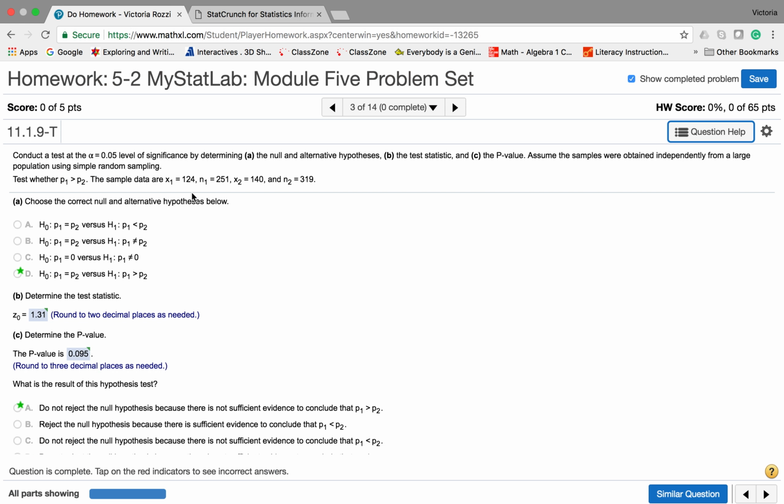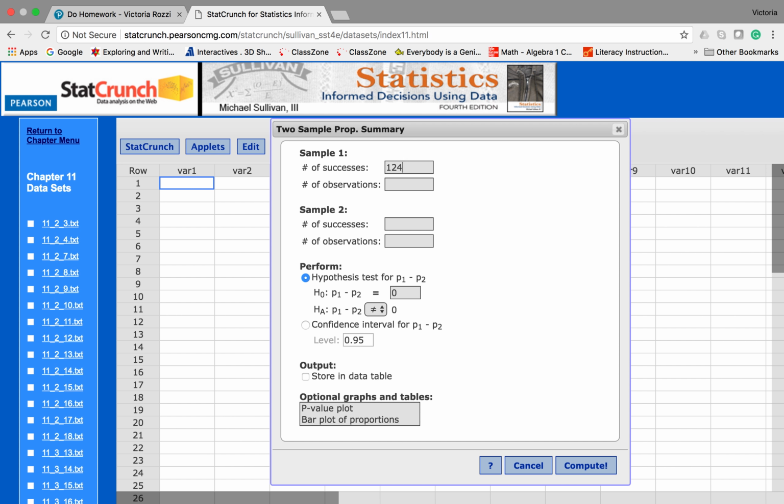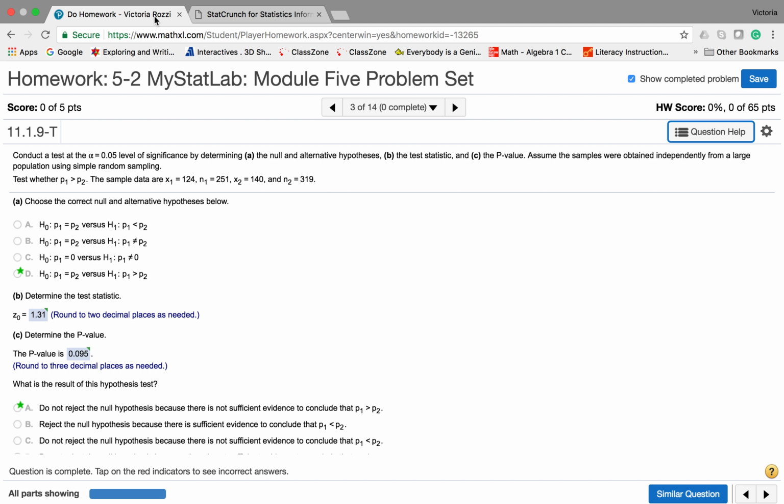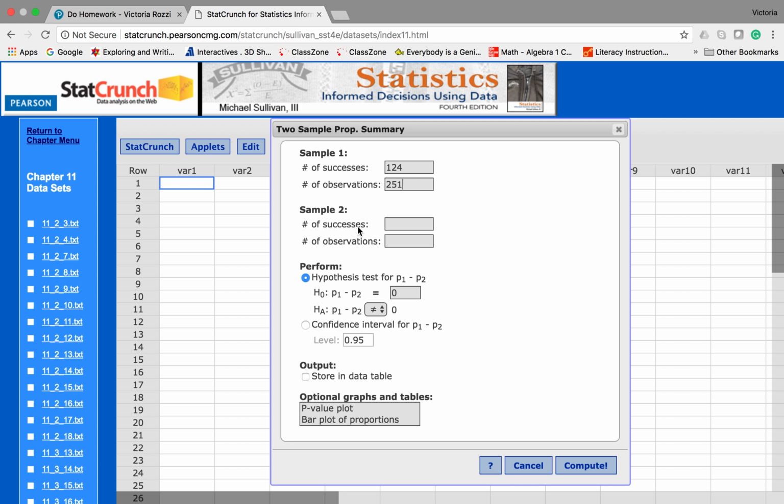So for the first sample, they're telling me x1 is 124 and n1 is 251. Remember, n will always be the sample size. So the number of successes is 124 and the sample size is 251. So I'm going to put 124 and 251. For the second sample, I have 140 for our number of successes and 319 for our sample size. So I'm going to put 140 and 319 for the second sample.